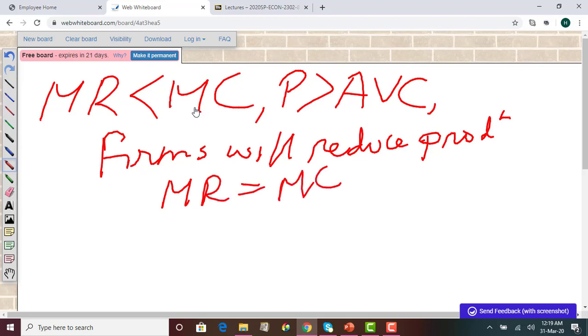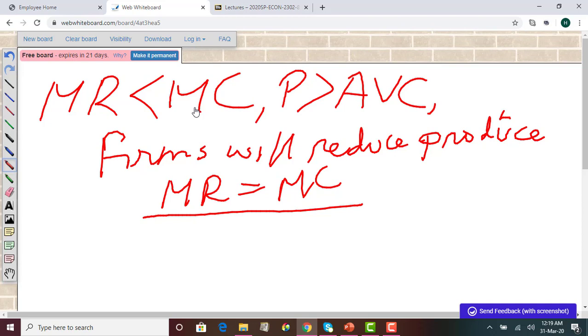Okay, so in the scenario, if marginal revenue is less than marginal cost and you also have prices greater than average variable cost, then what will firms do? Firms will reduce their production. So if they are reducing their production, that means the marginal cost will be going down, and this will go on until marginal revenue is equal to marginal cost, when profit is maximized. So this is the second condition.